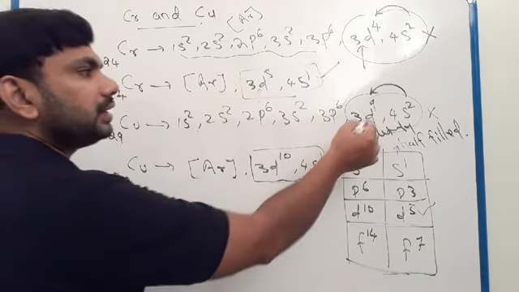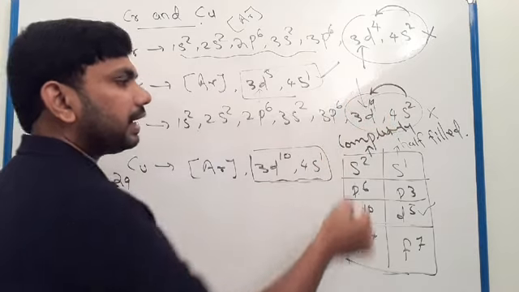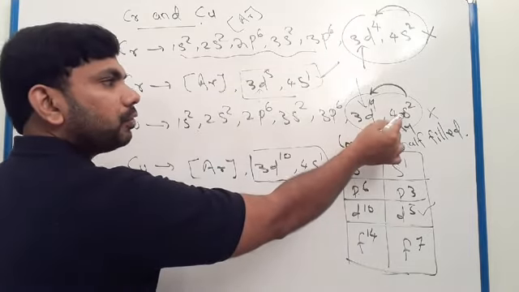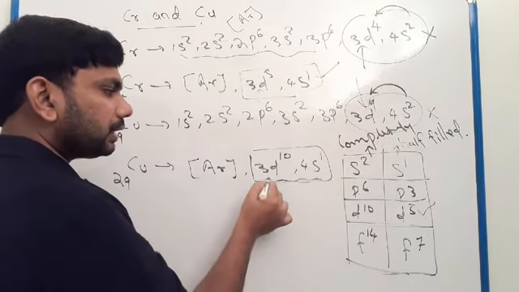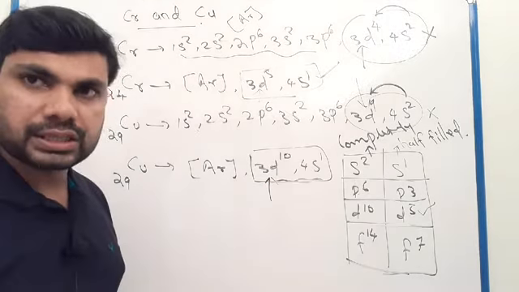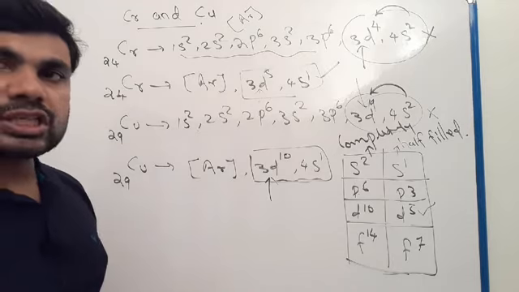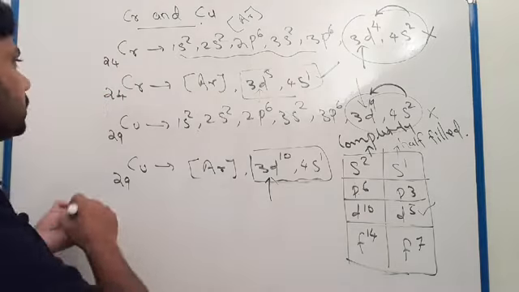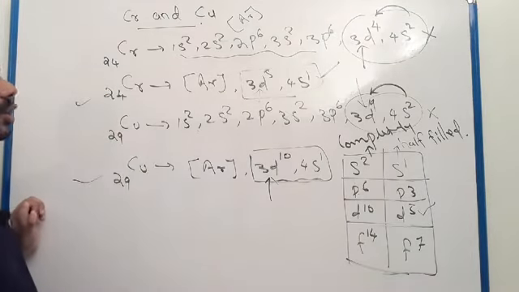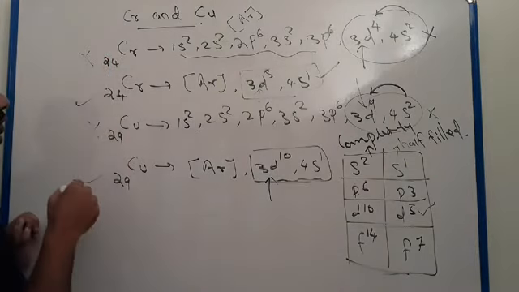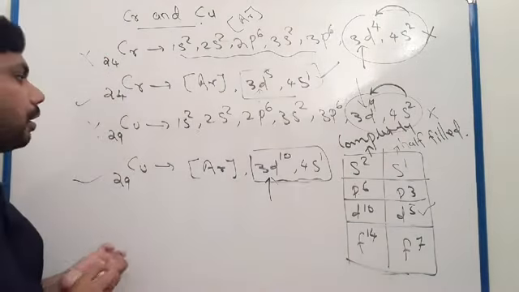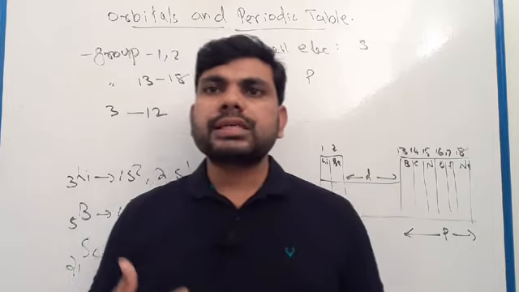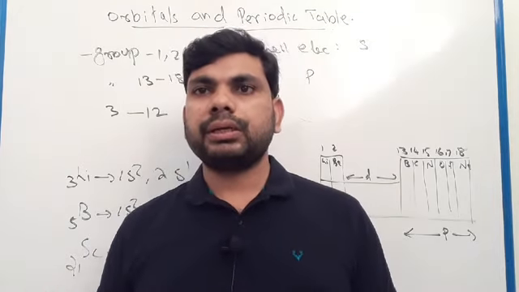Similarly here, outer shell 3d9 is not half filled or full filled. That's why one electron will move from 4s to 3d, then it becomes 3d10, which means it is full filled. Full filled and half filled configurations are highly stable compared to others. That's why this configuration is for chromium and copper, not the other. So remember these two exception cases for chromium and copper electronic configuration. Clear?